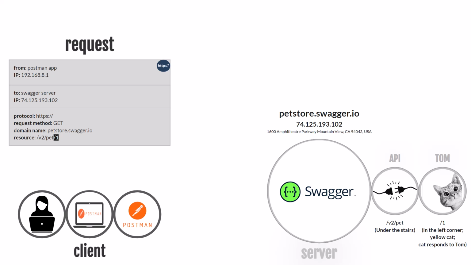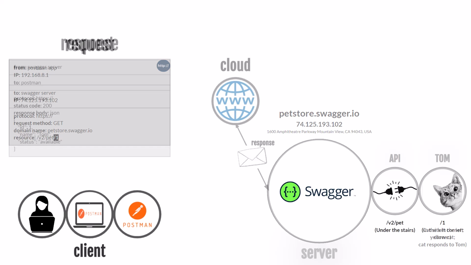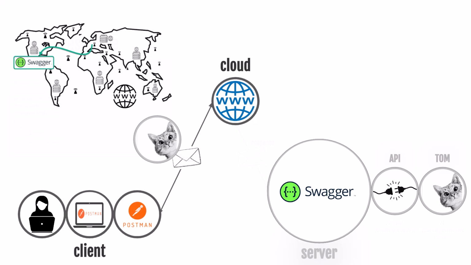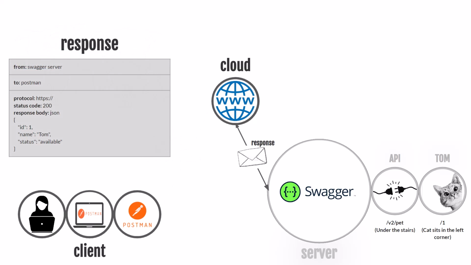Anyway, the server catches the cat under the stairs, puts it into the JSON and sends it back. The server returns the status code 200 OK. This means that the server found the cat and was able to catch it. So the server sends the data about the cat. The cat's name is Tom. Its ID is 1, the same as in the past. And you can buy him if you want because the status is available.